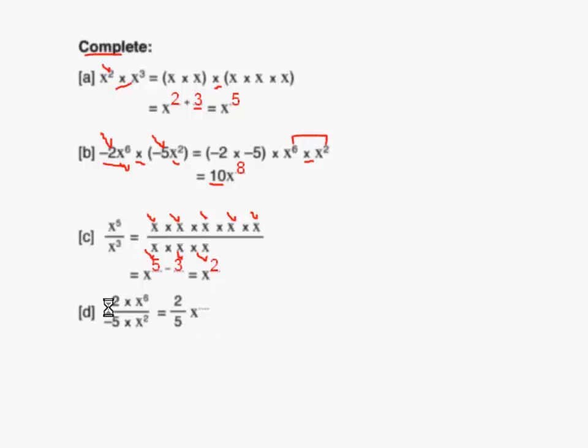Here, minus 2 multiplied by x to power 6, divided by minus 5 multiplied by 2x to power 2. If you have minus here and minus at the denominator, we can eliminate the minuses together. So we have 2 over 5 times x to power, this is division, so we will take 6 minus 2. 6 minus 2 is 4. It will be x to power 4.